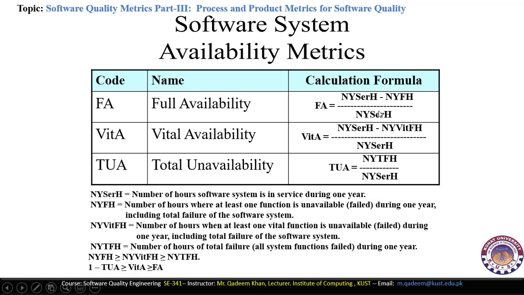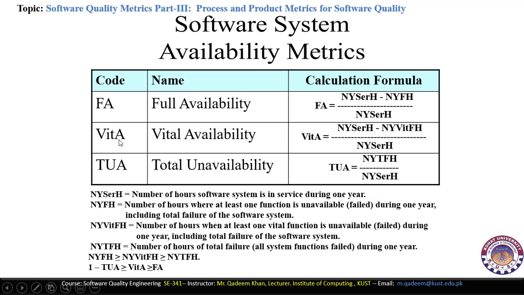So here all hours are counted for the particular year, while NYFH counts the number of hours when at least one function is unavailable. That means how much time has been taken when at least one function in the software is unavailable with us. So that is the FA full availability matrix.